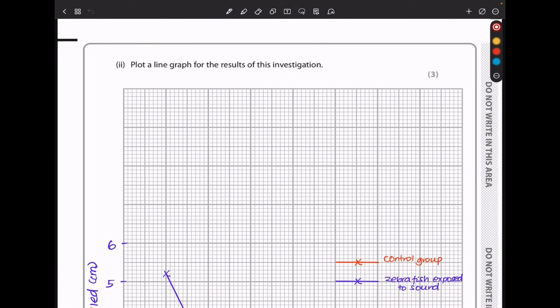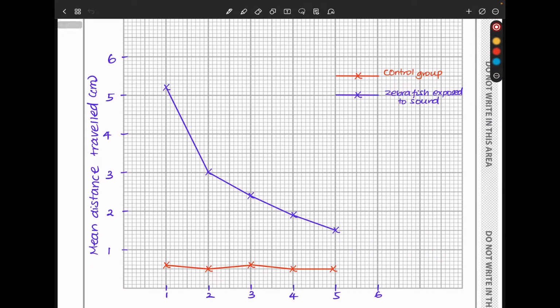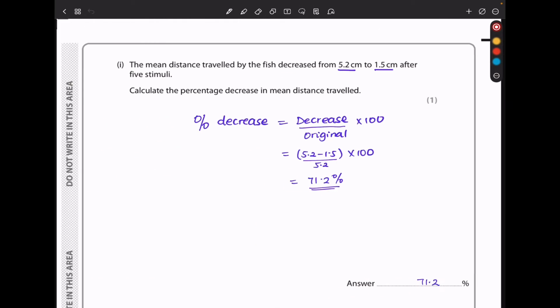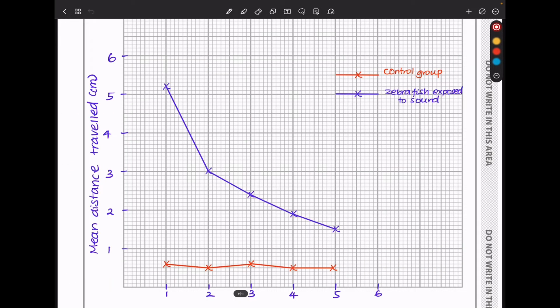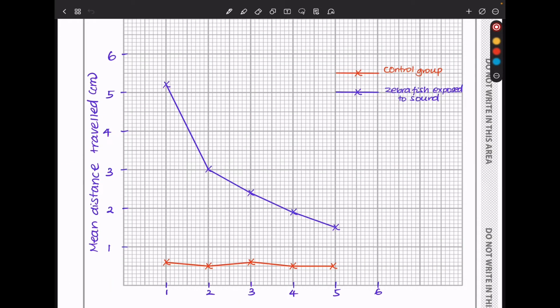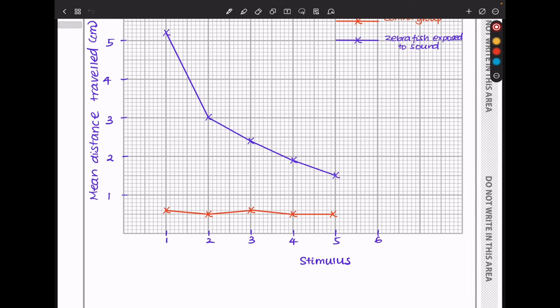And next they say plot a line graph for the results in this investigation. On the vertical scale I came from 0, 1, 2, 3, 4, 5, and horizontally it was 1, 2, 3, 4, 5. If I take you back to the table here, we can see 1, 2, 3, 4, 5, and the vertical scale is of course between 0 to 5.2, or I would say between 1.5 to 5.2, so it falls into the range that I used. On the vertical axis it was mean distance traveled in centimeters, and on the horizontal axis it was the stimulus.